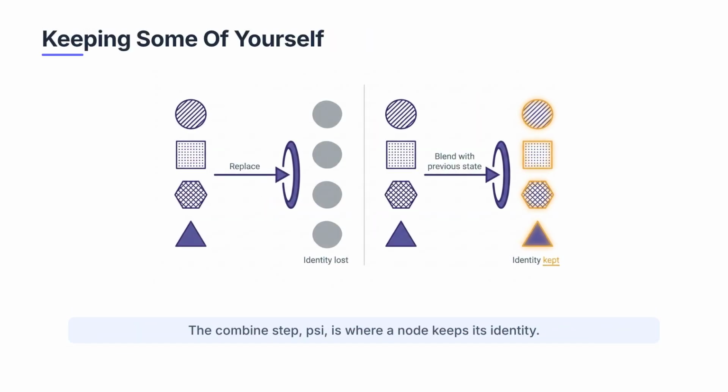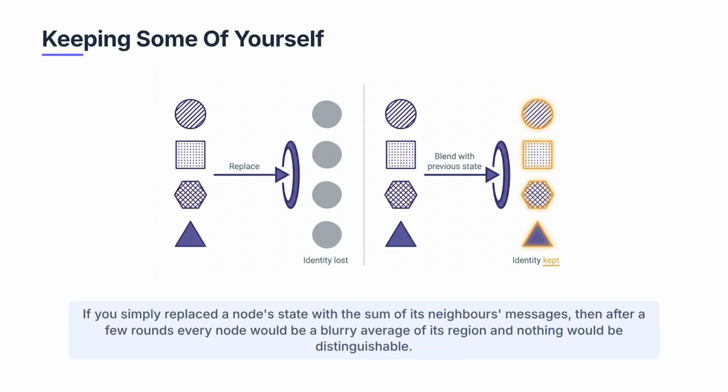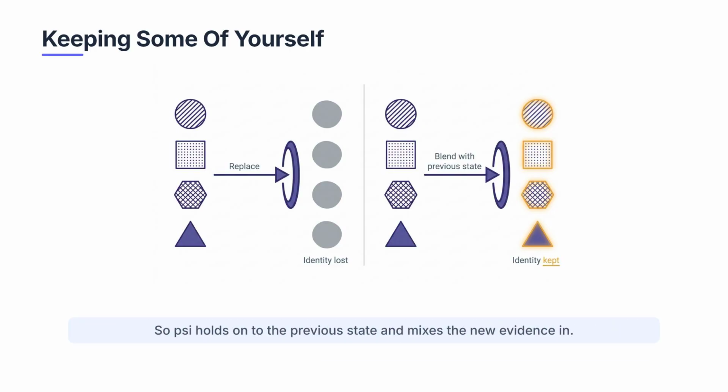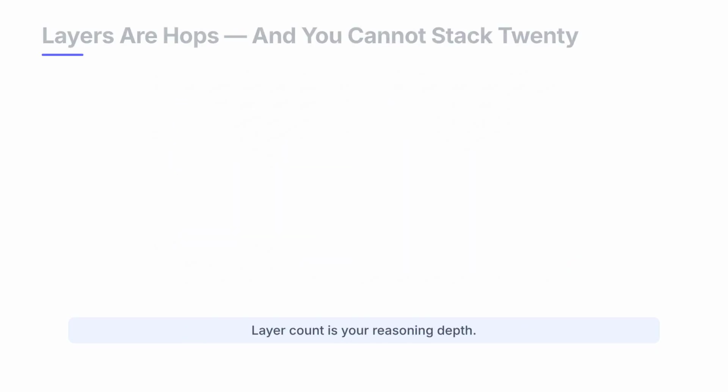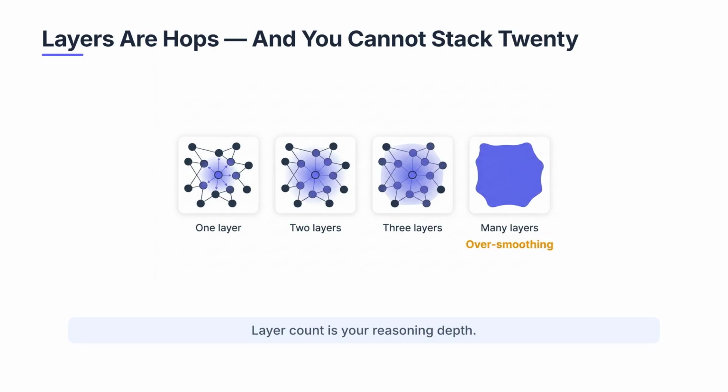The combine step, psi, is where a node keeps its identity. If you simply replaced a node's state with the sum of its neighbors' messages, then after a few rounds, every node would be a blurry average of its region, and nothing would be distinguishable. So psi holds on to the previous state and mixes the new evidence in. In practice, a small neural layer with a residual connection. Memory plus news.